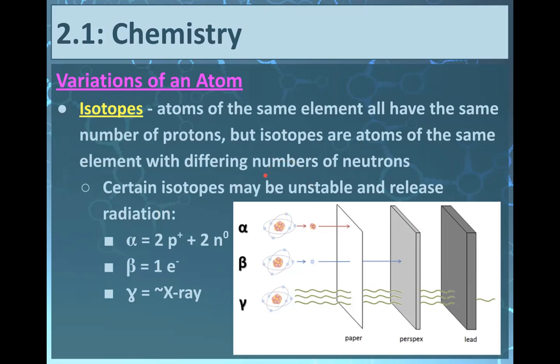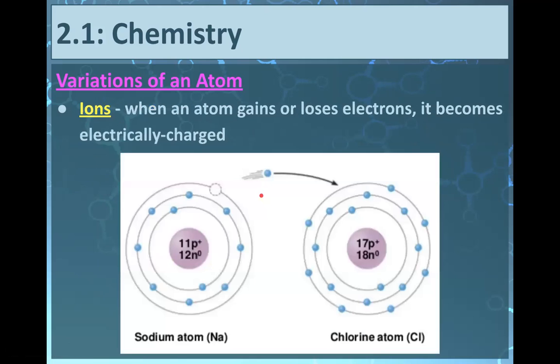Isotopes can release radiation depending on how unstable they are. You have alpha radiation, beta radiation, and gamma. Alpha, these are going to be big ones. It's 2 protons, 2 neutrons. Beta is going to be 1 electron, and gamma is going to be about what an X-ray is. So this is going to be lots of energy, still some energy, but less, and then even less here.